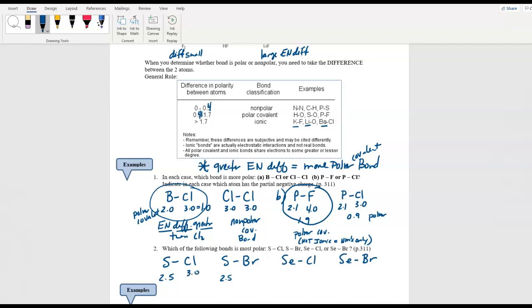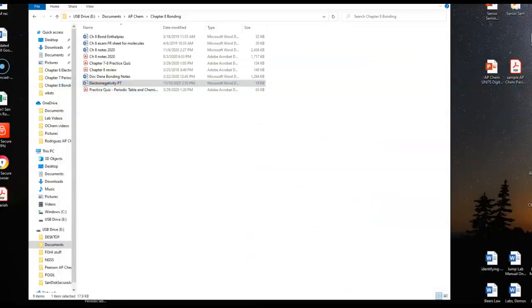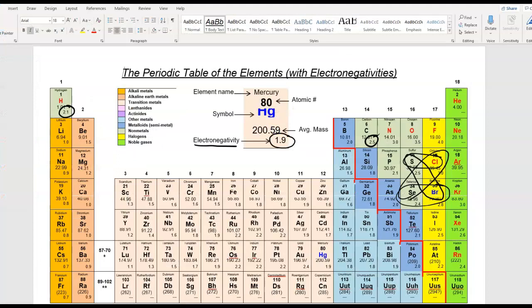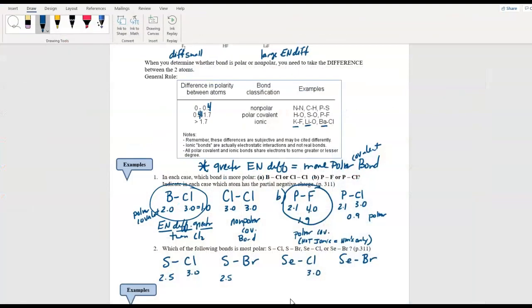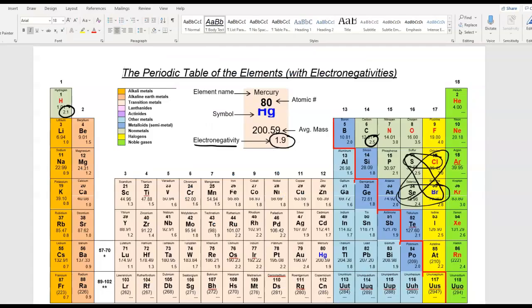Chlorine, we already know, is 3.0. The bromine, I think it's 2.8. Yeah, bromine's 2.8. And like I said, you can't use those electronegativity values because you won't get them on the periodic table. So I'm trying to show you some trends here. So selenium, it said selenium was 2.4.